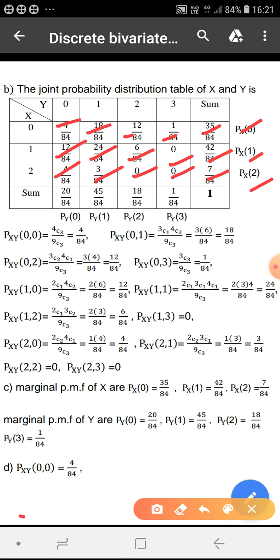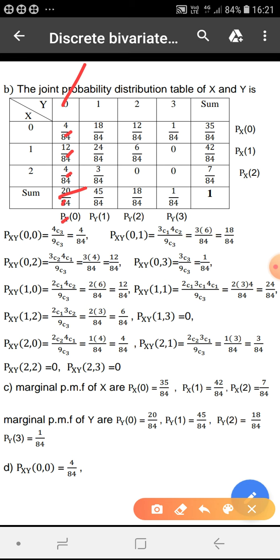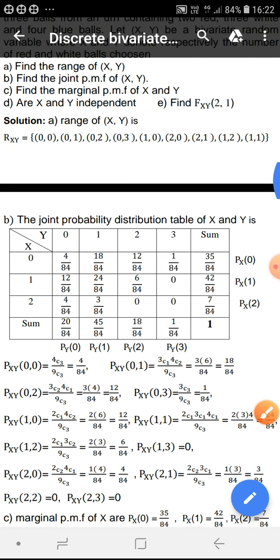Similarly, along the column headed by 0, add all those probabilities, which will give the marginal probability mass function of y, py of 0. For y equal to 1, py of 1. For y equal to 2, py of 2. For y equal to 3, py of 3. You have the marginal probability mass function of x and marginal probability mass function of y.